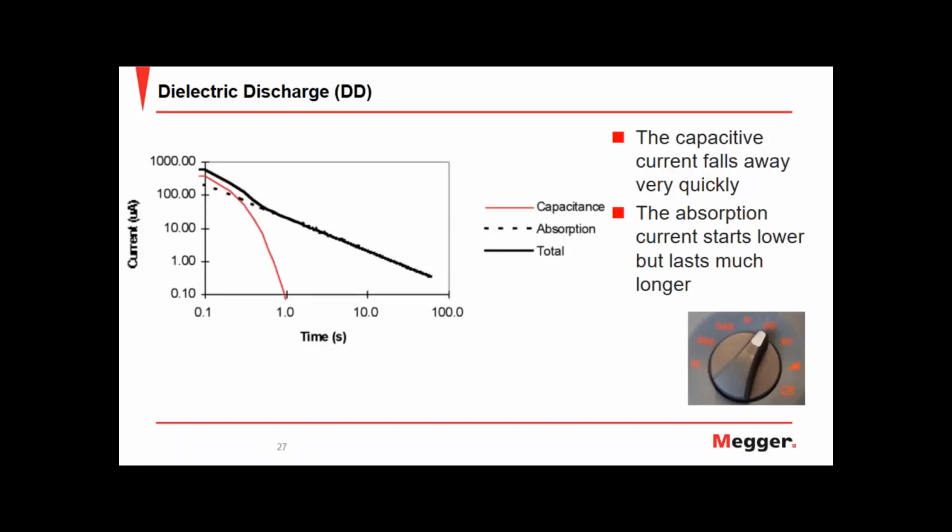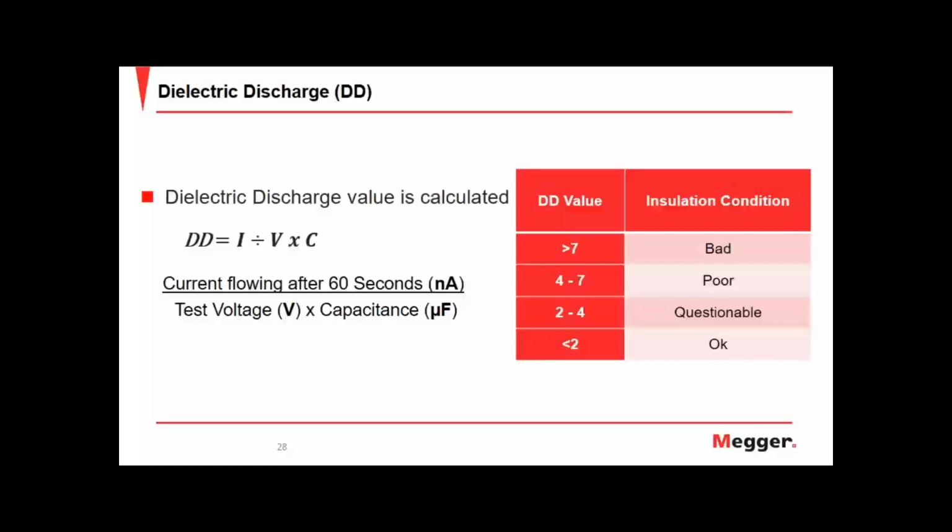And there's two types of current, again, that we will see. We will see the capacitance decay very quickly. Once that capacitance has decayed, we're now into the absorption, or the reabsorption, if you like. As it's discharging, there will be a current in decline, and we measure that after 1 minute. From that, we have the current flowing after 60 seconds, which we measure in nanoamps, and we divide that by the multiple of the voltage and the capacitance of the insulation system in microfarads. And from that, we get a DD value, a dielectric discharge value.